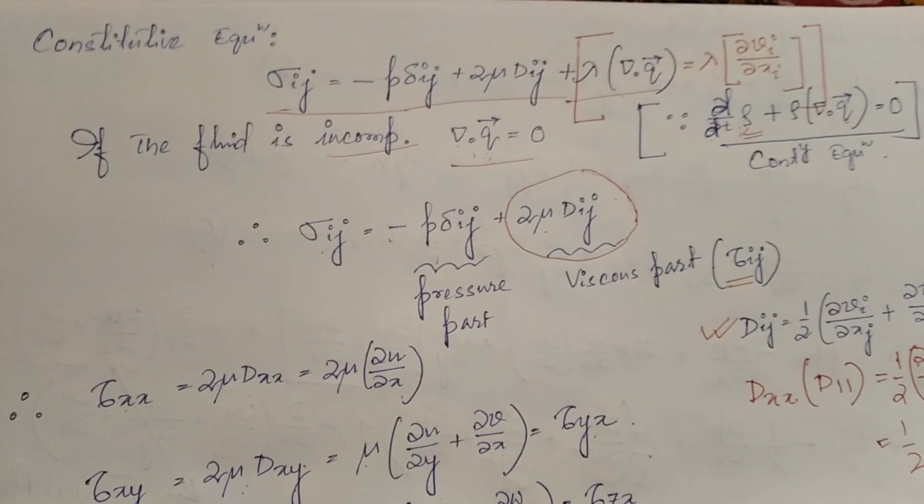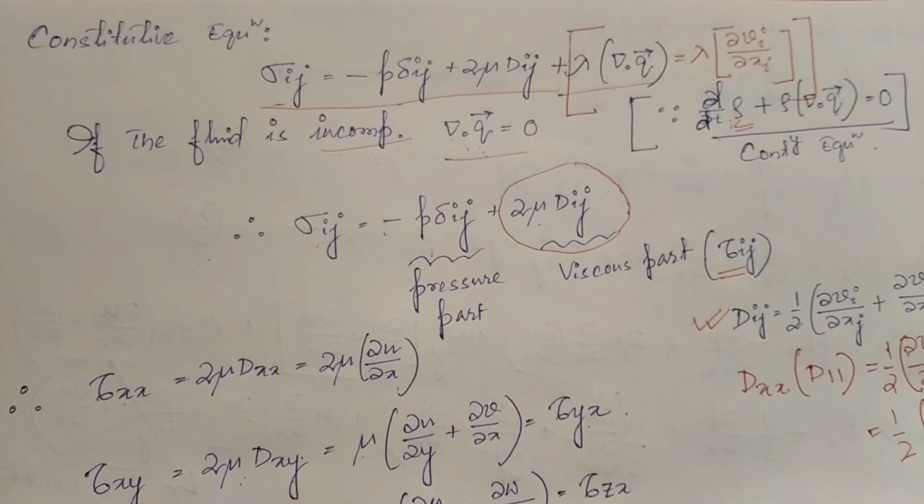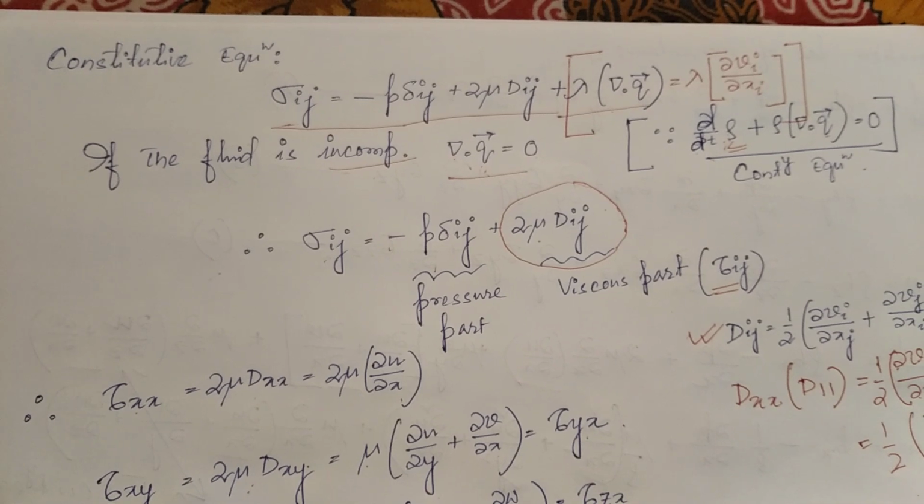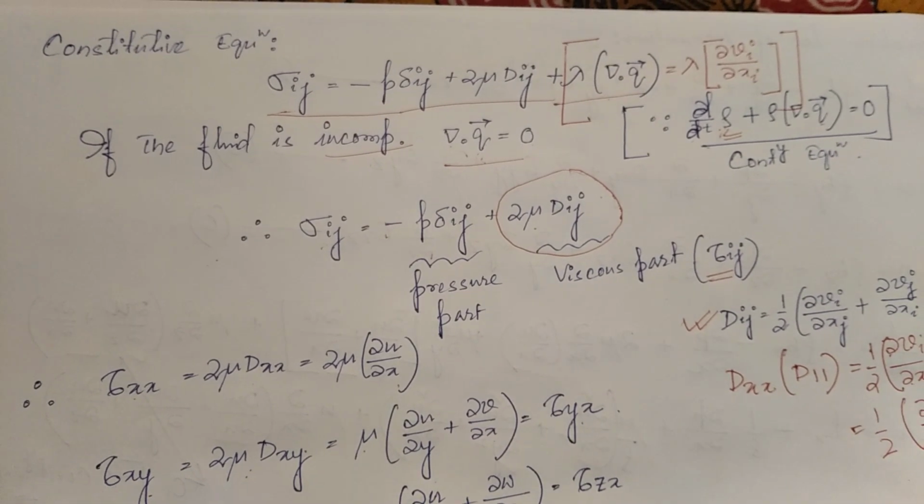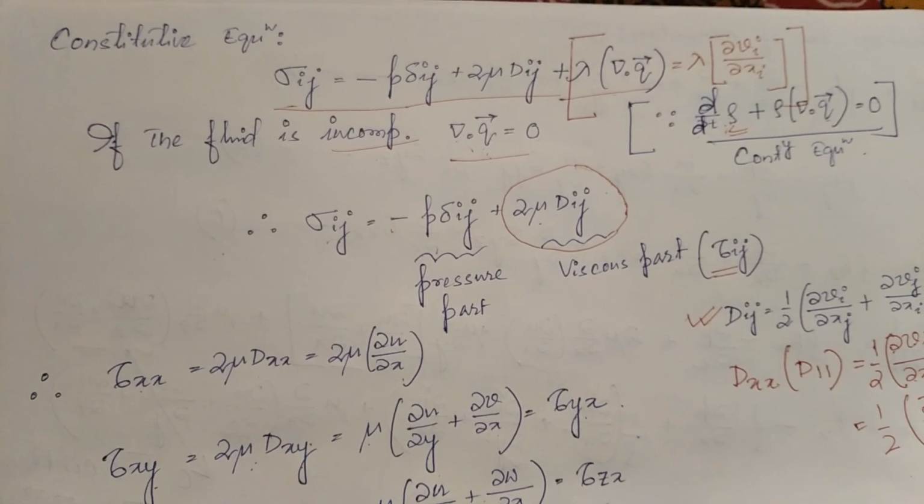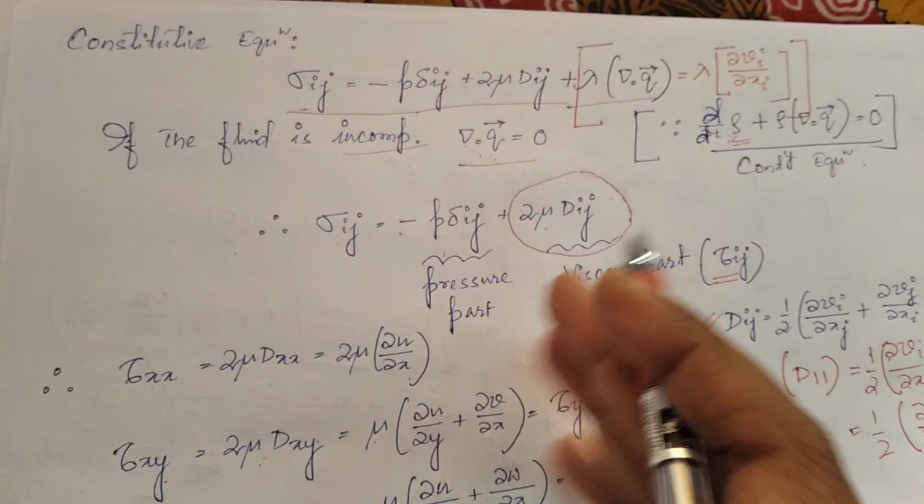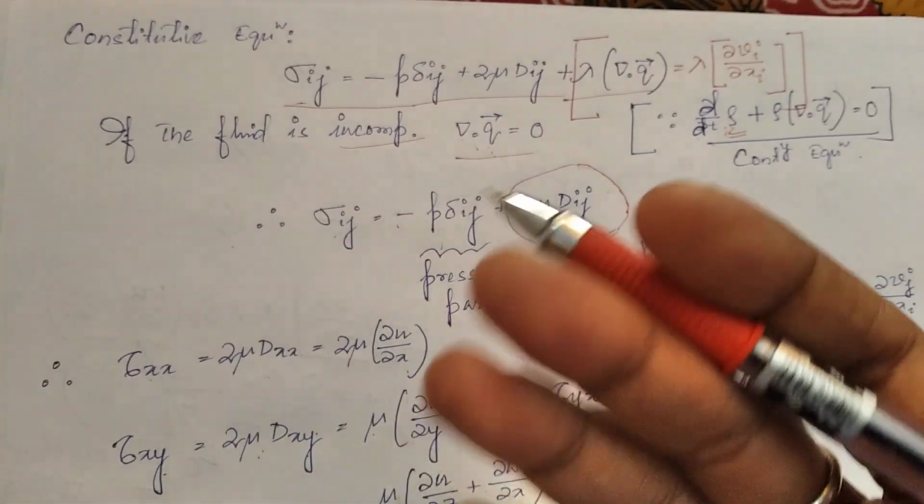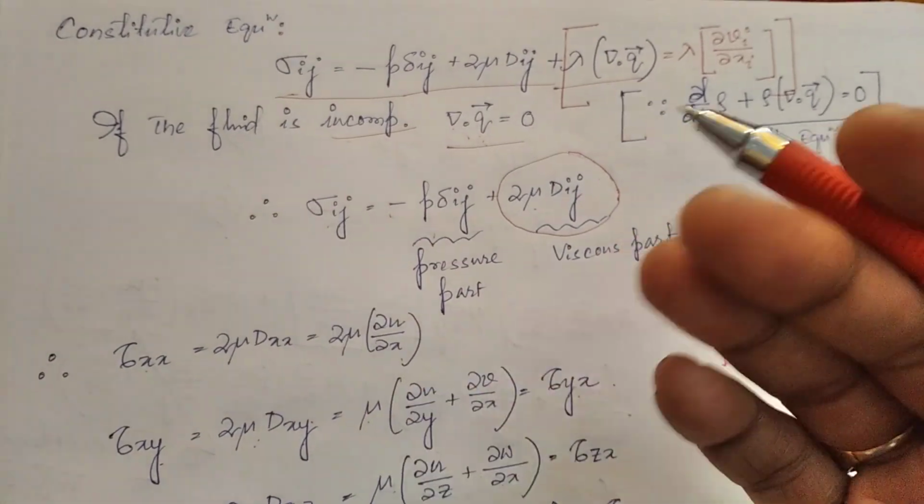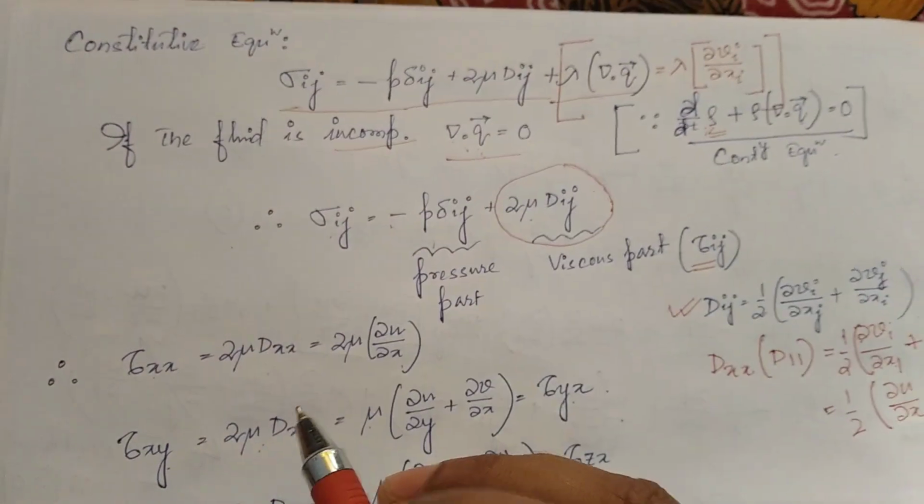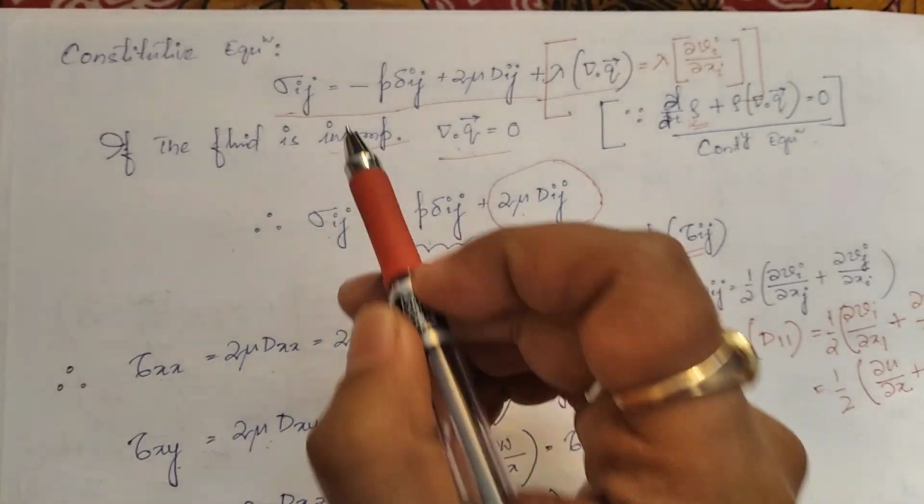So good morning students. Yesterday we derived the constitutive equation. Now we will try to express those constitutive equations in Cartesian form and use this constitutive equation to obtain the Navier-Stokes equation. So this is our main intention today.